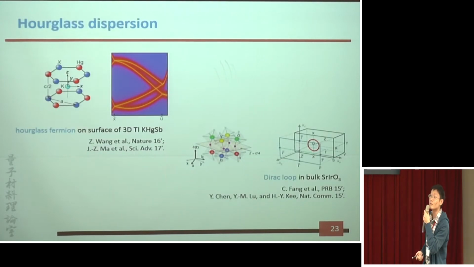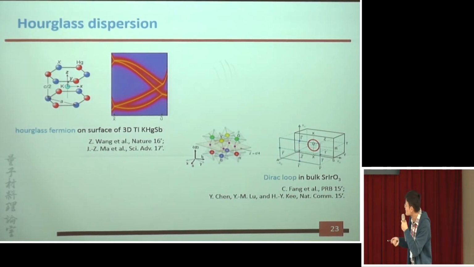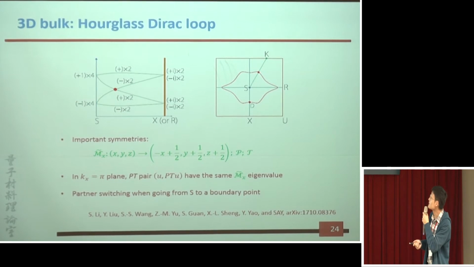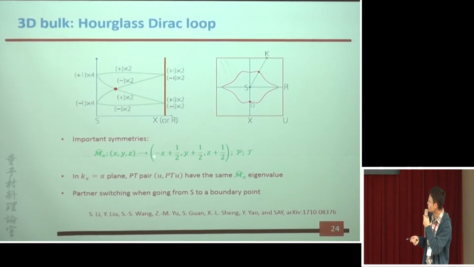This hourglass dispersion has been predicted and identified previously, for example, on the surface of a 3D TI, topological insulator, and also in the bulk of this oxide material. Also, this kind of Dirac loop. Here, I emphasize Dirac means it's fourfold degenerate. For our system, the important symmetry that dictates the presence of the Dirac loop is this glide mirror. If you do this mirror operation and translate the crystal by half a lattice constant, it will recover itself, and also P and T.